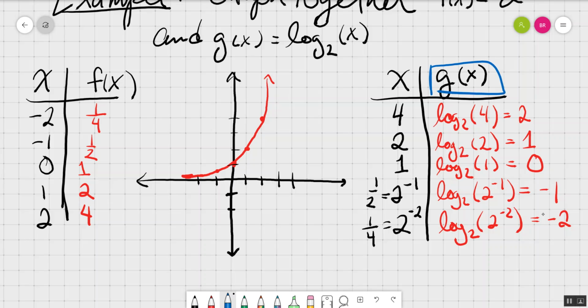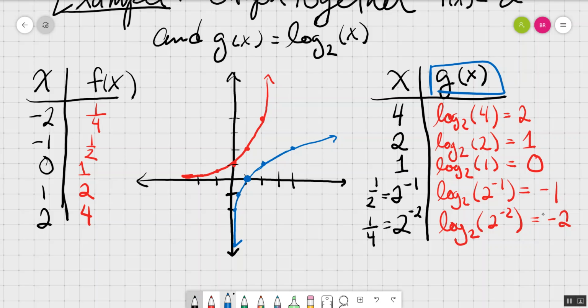So when x is 4, y is 2. 4, 2. When x is 2, y is 1. So at 2, it's 1. When x is 1, y is 0, so it's right there. When x is a half, so right about there-ish, it's -1. When x is 1/4, so here-ish, it's -2. Hoping you get an idea of the look of the logarithm, because it looks like this.